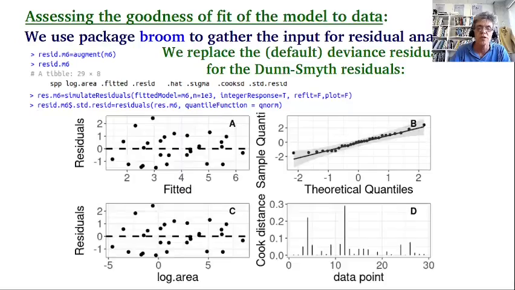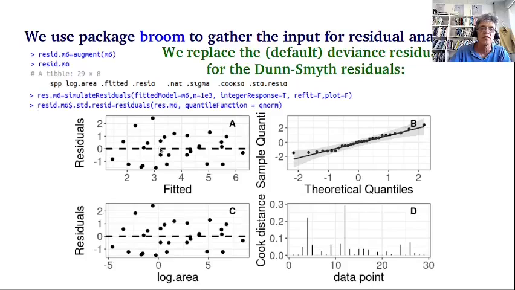So let's see the plots. The plots contain the residuals against the fitted values. We see a random scatter of points. If we divide this into a left half and a right half, we don't see a substantial difference in the variability of the residuals, suggesting that the residuals have homogeneous variance. The QQ plot says that residuals are very close to the line of perfect fit, suggesting that the Dunn-Smyth residuals do indeed have a normal distribution. We don't see any pattern when plotting the residuals against the explanatory variable log area.